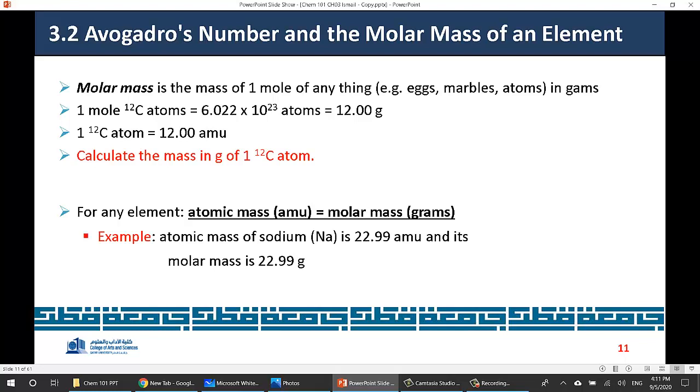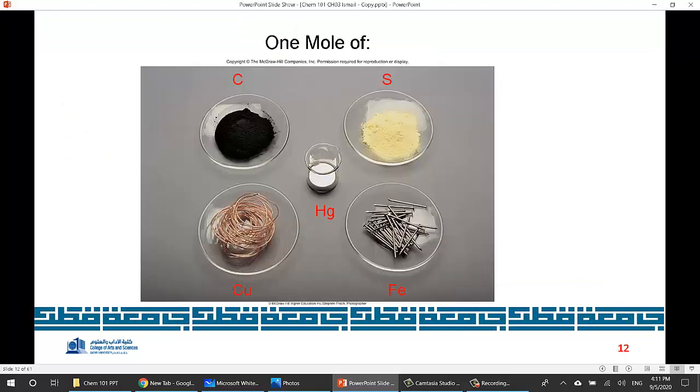Take another example, which is sodium. If you look at sodium in the periodic table, the atomic mass of sodium is 22.99 AMU, and therefore 1 mole of sodium will basically equal 22.99 grams, almost 23 grams. So if I ask you in the lab, go and get a mole of sodium, you will just go to the balance and weigh 23 grams, and you say this is equal to 1 mole. If you need 2 moles, you just multiply that number by 2, and you bring 46 grams of sodium.